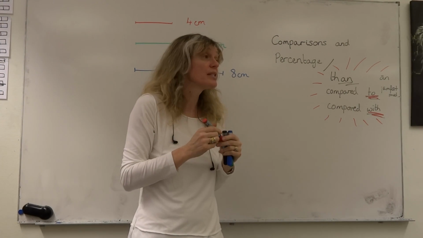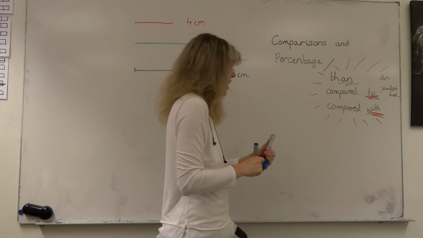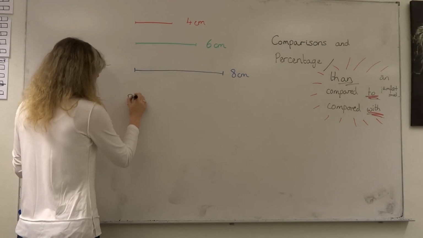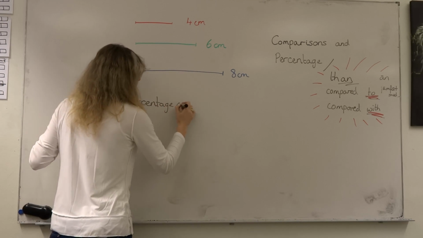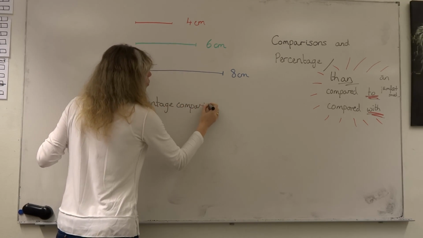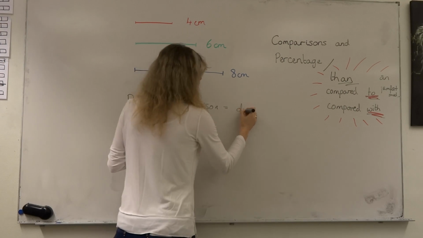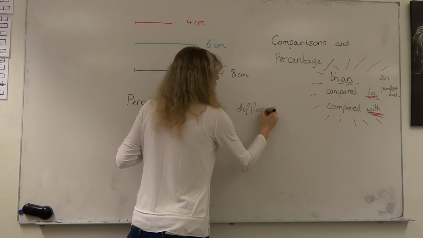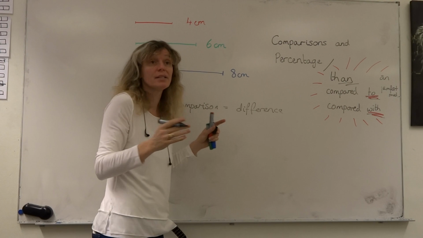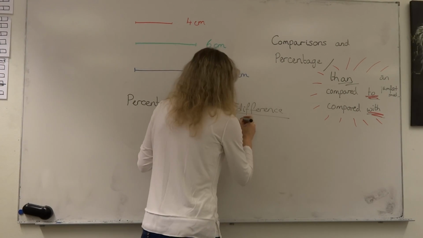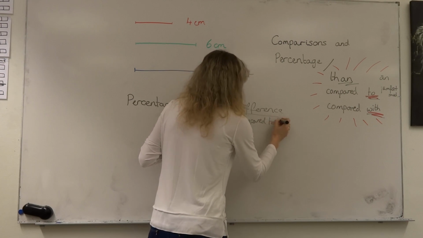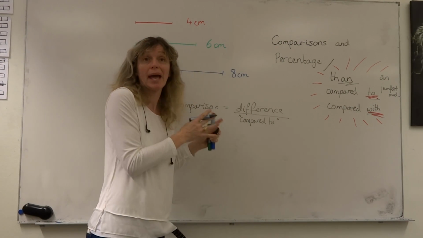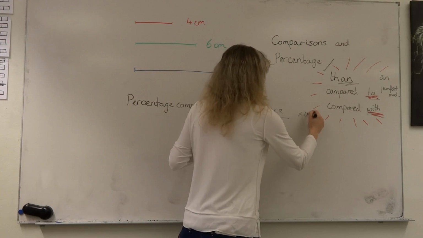And it's almost the same formula as for percentage change. The percentage comparison is almost the same formula. It's the difference between the two things you're comparing, just as before. One minus the other, divided by what it's compared to. The important part here is, what are they saying it's compared to? And then it's just times 100 to turn it into percent.